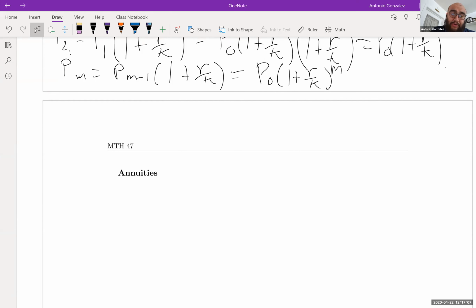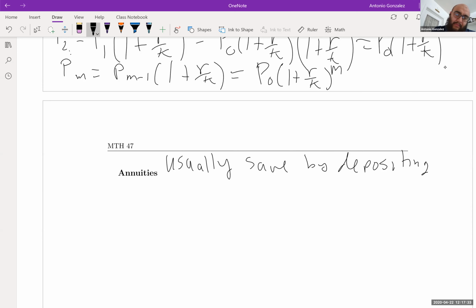So usually we save by depositing money on a regular basis.